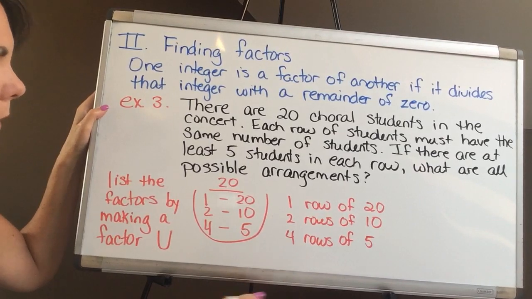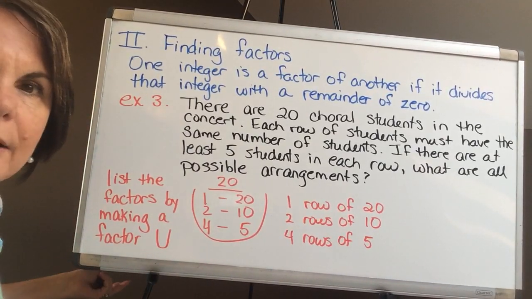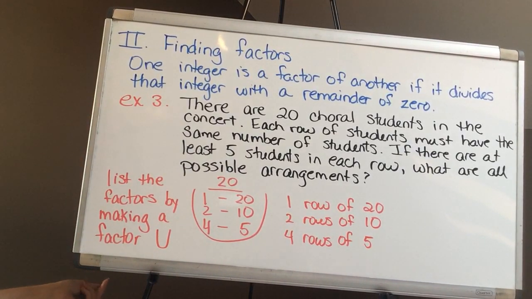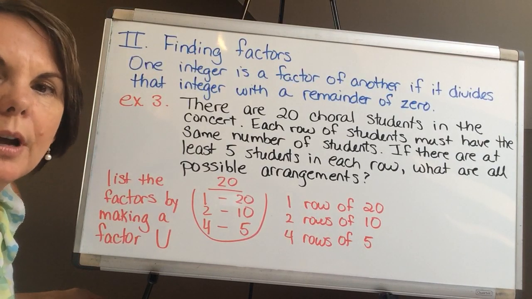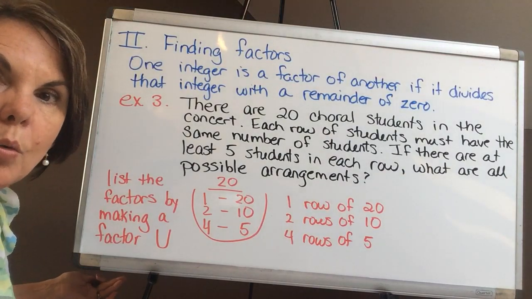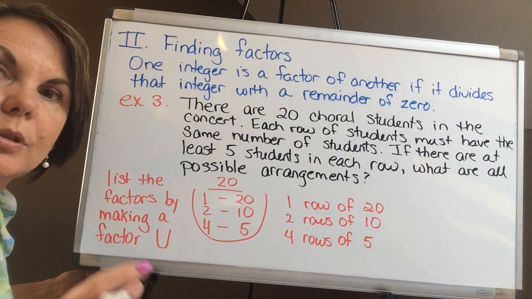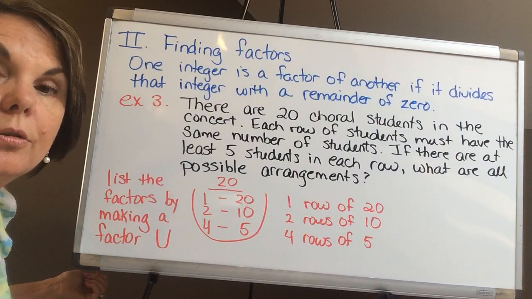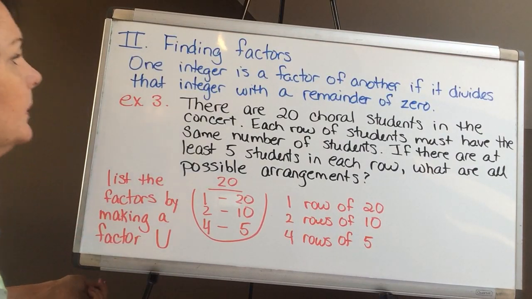I'm lined up a little bit better. Okay, finding factors. All right, one integer is a factor of another if it divides that integer with a remainder of 0. So you can have numerous factors of a number. What ways can you multiply to get that number? Those numbers that you use, those integers that you use, they are your factors.